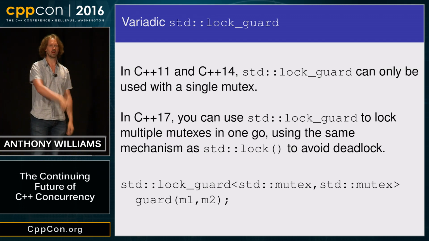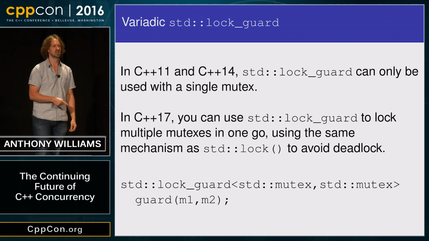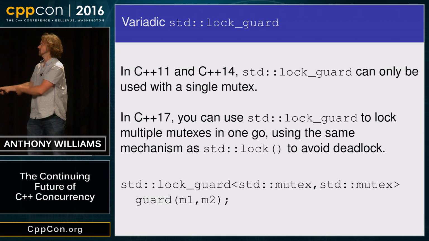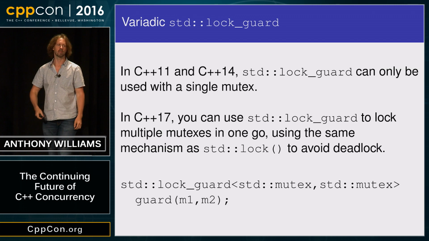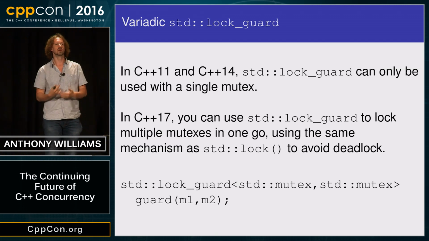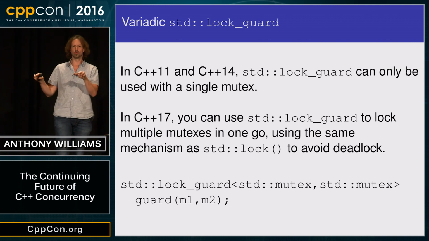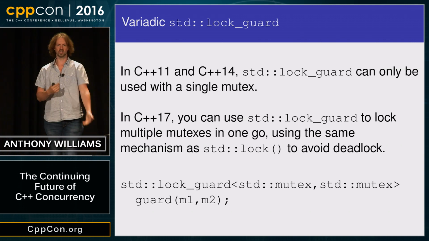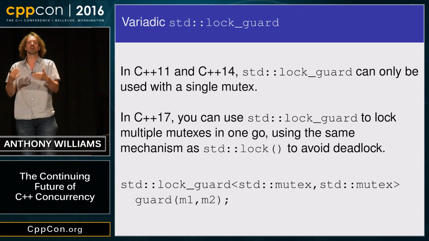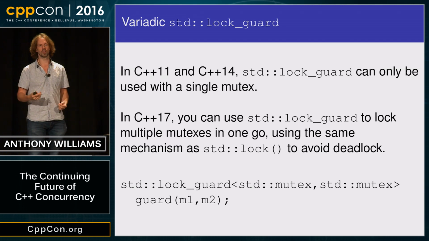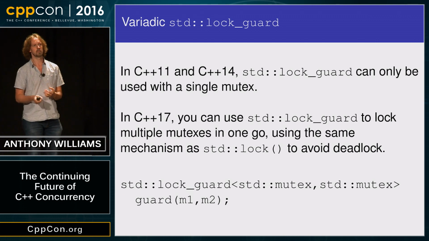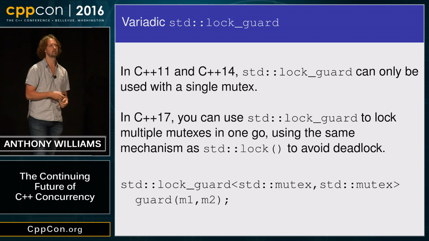So with the new variadic lock guard, you can do that all in one line. Standard lock guard, mutex type 1, mutex type 2, and then your parameters. And this uses the same underlying mechanism to acquire all the locks without a deadlock that standard lock does. But it's all already owned by the lock guard, so you don't then need to worry about making sure that things release when you get to the end of the function.